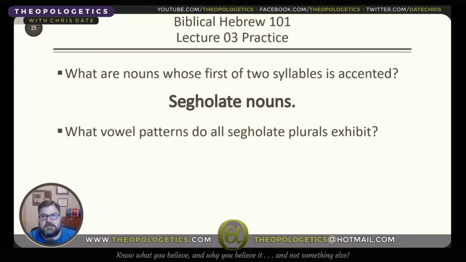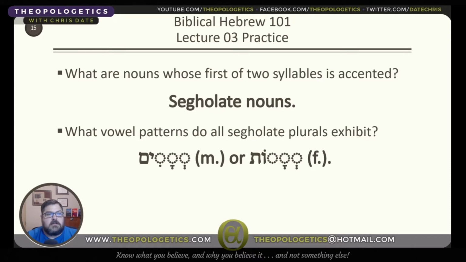What vowel patterns do all Segholate plurals exhibit or share? Im, in the case of masculine. So davar is not Segholate, but I'll just use it here for the sake of demonstration. When it's pluralized, it becomes davarim. All right, so you have that, and that's true of Segholate masculine plurals. They all have a shava under the first radical, a kametz under the second, and a hirek under the third, followed by a yod and a mem.